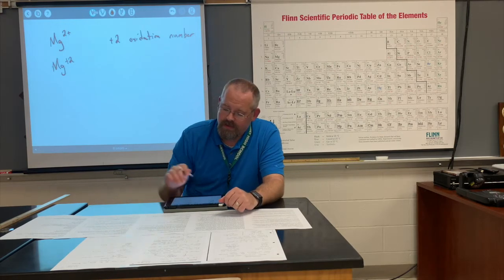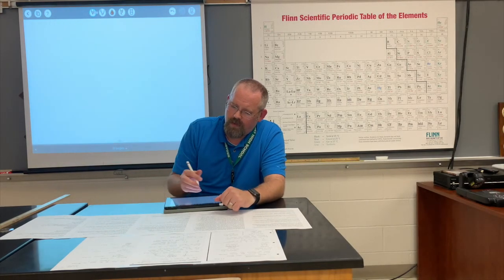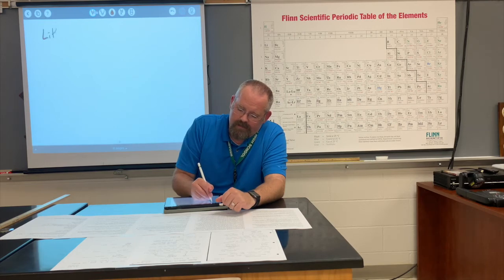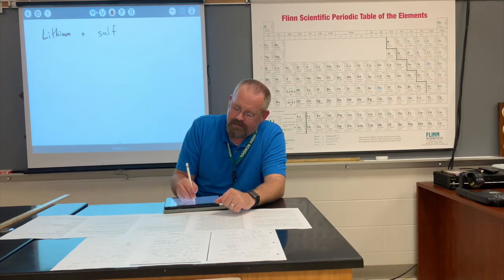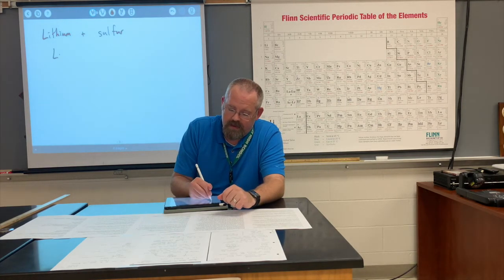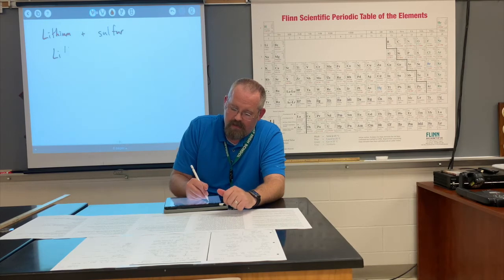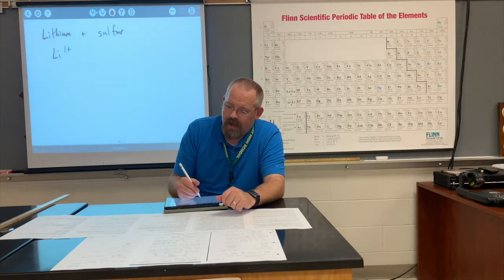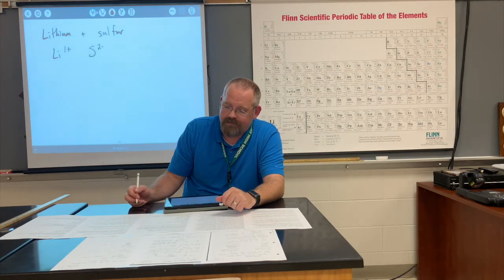Okay, so let's look at our first example. We have lithium plus sulfur. Lithium is in that first column, so lithium is going to have a +1 charge, and sulfur is in that 16th column, and it's going to have a -2 charge.